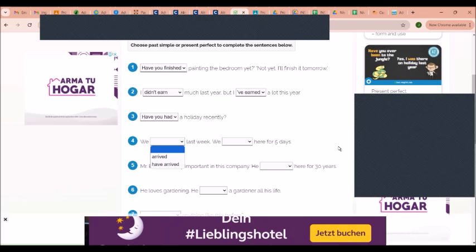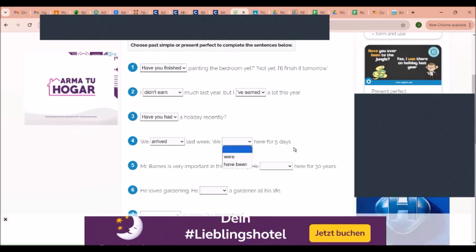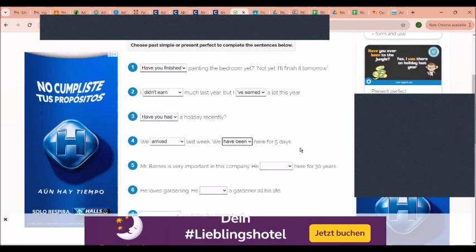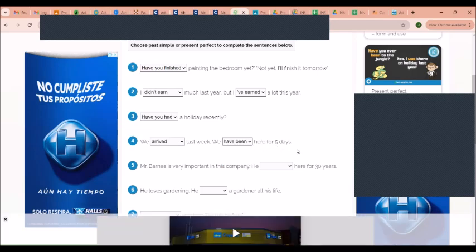Yes, we arrived last week. We were. All right. Period of time, have. All right. We have been here 4 or 5 days. Again, we arrived last week. We have been here for 5 days. Paula Ramirez.